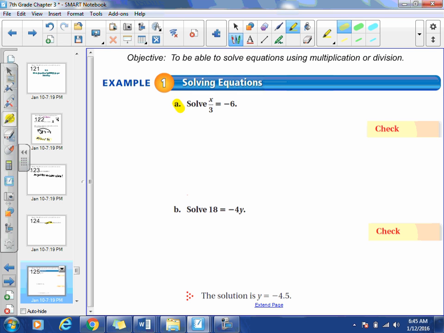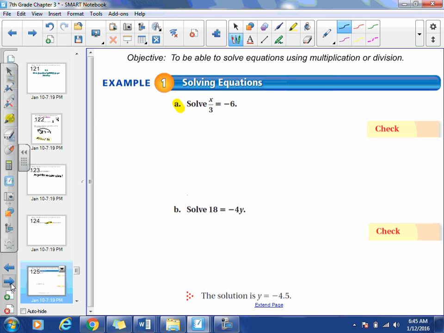All right, so we're going to look at part A first. It says solve x divided by 3 equals negative 6. So what that is saying is, what number divided by 3 equals negative 6? Some of you know already, but I want you to understand the process so when the equations get harder and you don't just know by looking at them, you know how you can get to the answer mathematically.